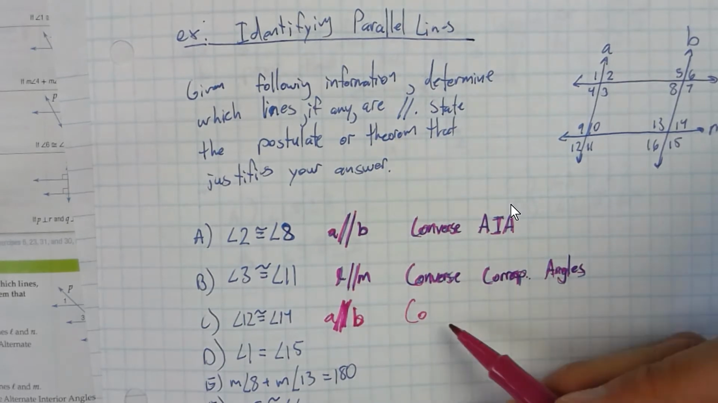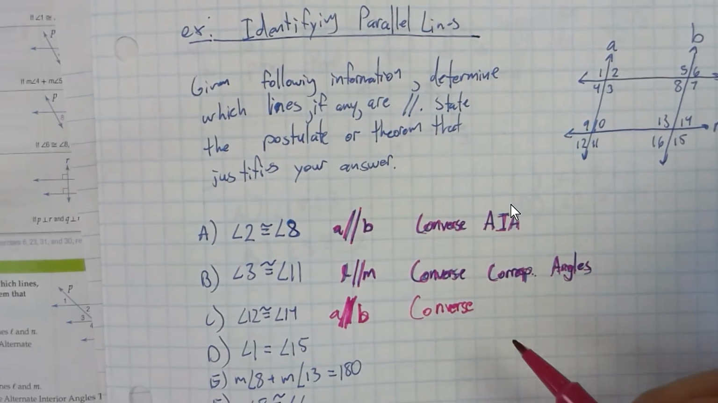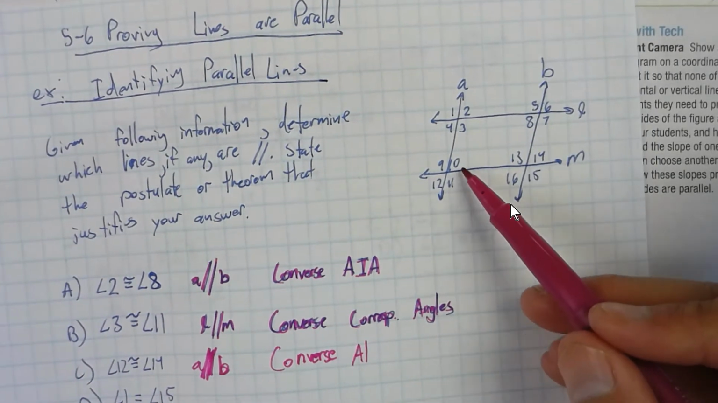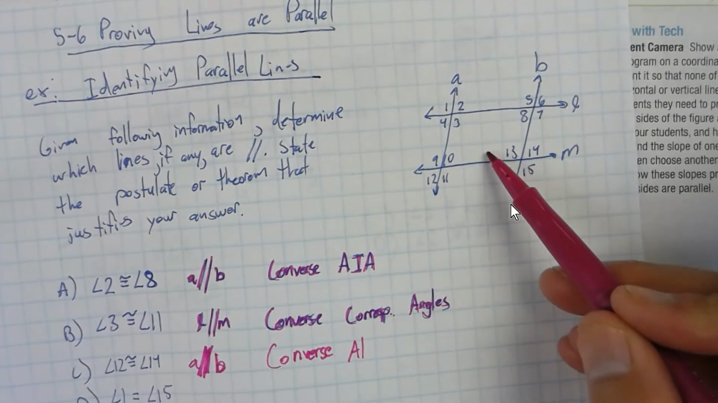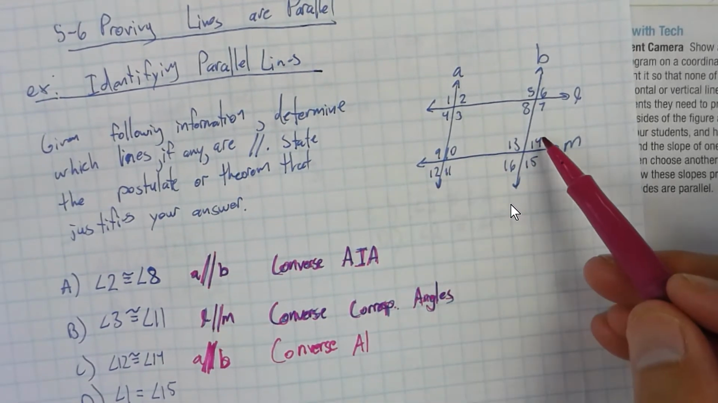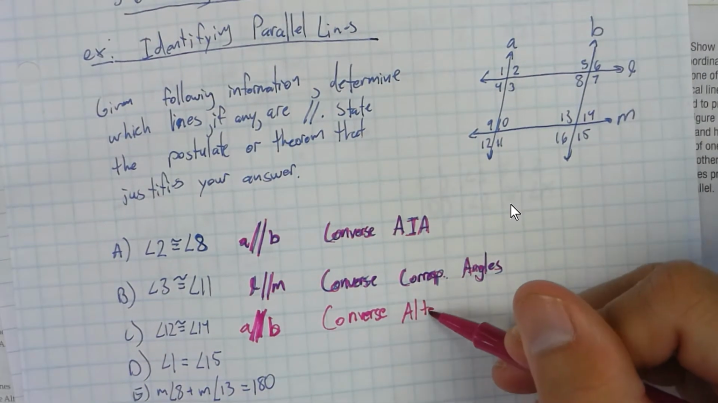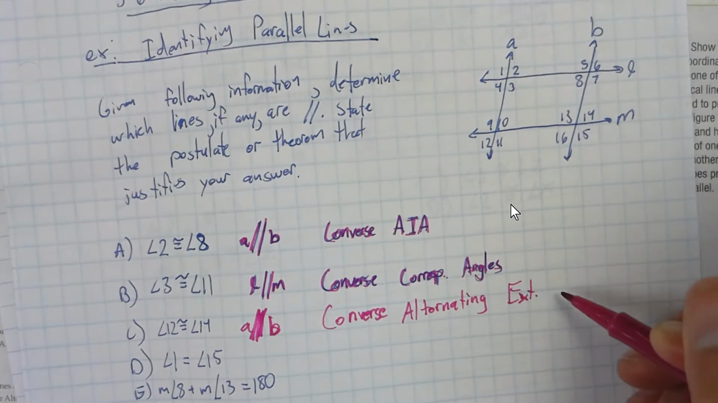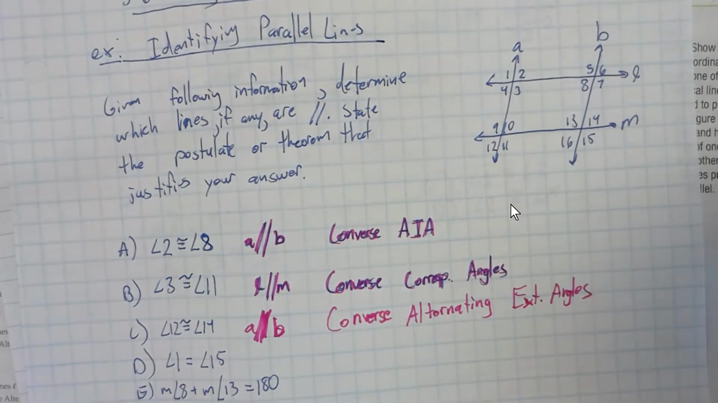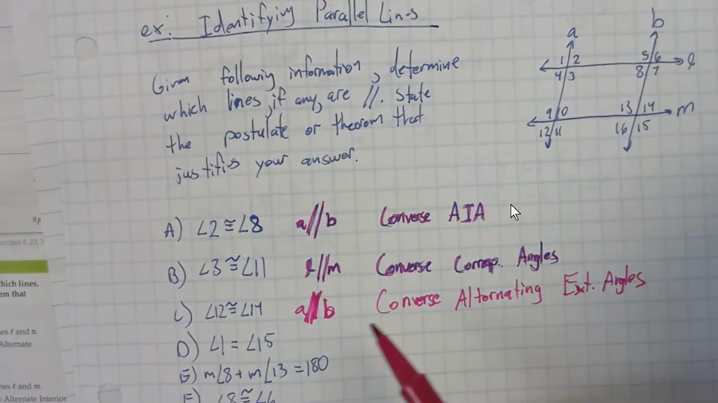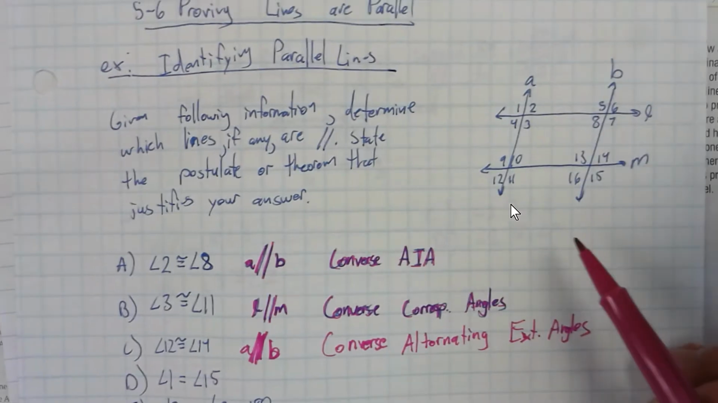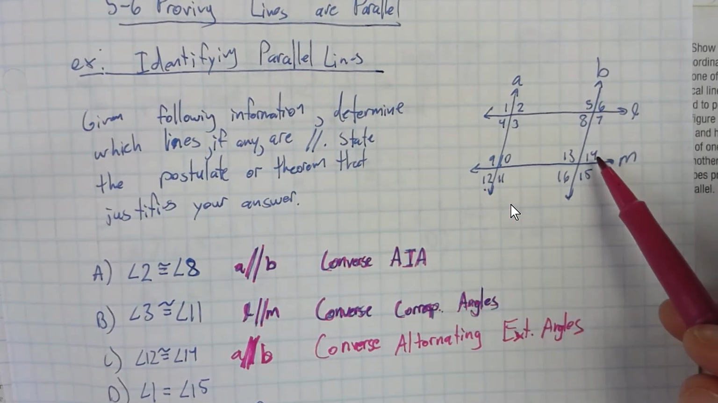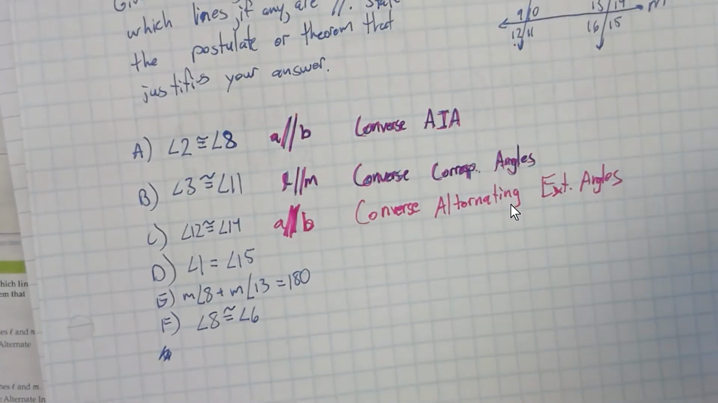And then I'm going to say it's the converse of the alternating, and it looks like 12 and 14 are not interior. They're not on the inside of these two sets of angles. So I'm going to say that they're on the outside, the exterior. So that's the converse alternating exterior angles. That's the theorem that proves that lines A and B are going to be parallel, because 12 and 14 are related as such, and they will make those two lines parallel.